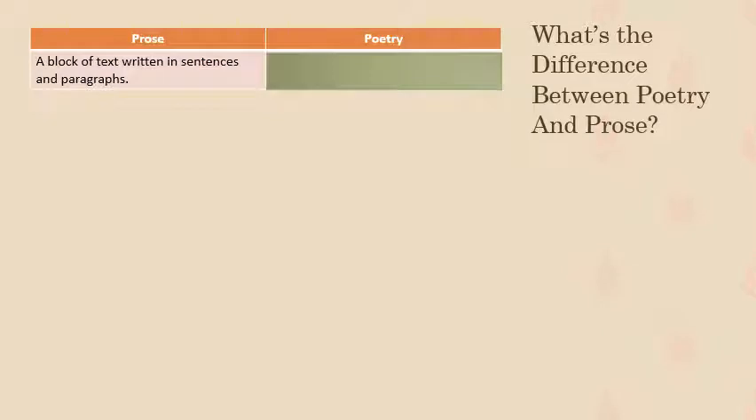Prose is a block of text written in sentences and paragraphs. So essentially, it's almost anything that's written in sentences and paragraphs, although a lot of times we'll talk of more artistic types of writing as prose rather than your standard paragraph in an English class where you have a thesis and evidence and elaboration and a conclusion. Although I guess technically that could be prose, we don't generally consider that prose. We consider something a little bit more artistic to be prose.